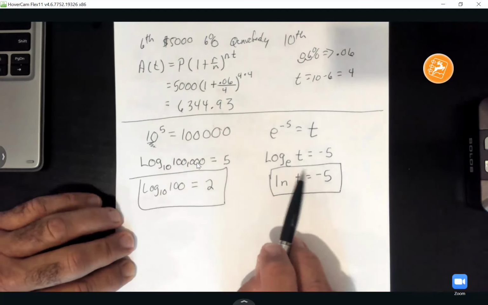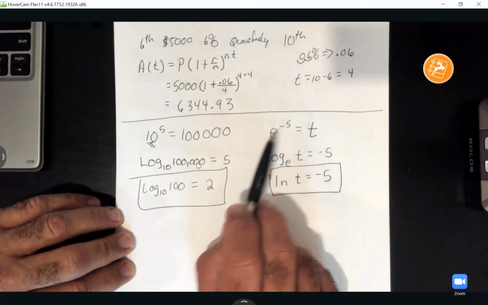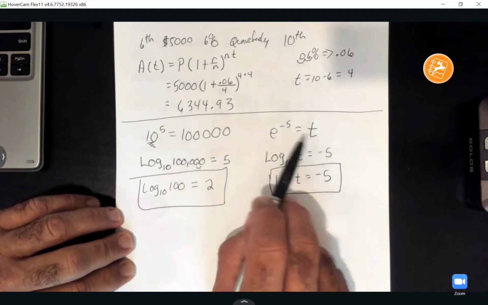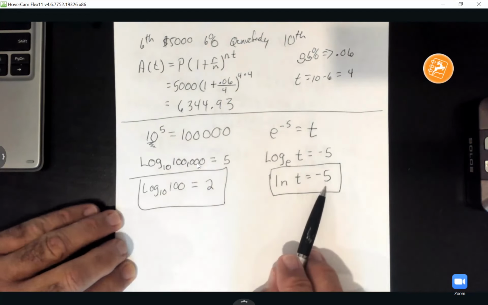Y'all's, the only thing that should be different on y'all's is that exponent. Everybody should have an e and a t. The only difference will be the negative 5 on ours, okay?